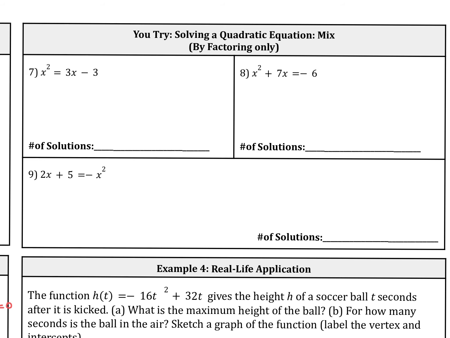Next is the you try problem, solving a quadratic equation, and that's going to be a mixed problem where you get two solutions or one solution or no solution. And we're going to use factoring for solving these 7, 8, and 9 problems. So the number 7, first of all, we're going to make it into one equation. So you're going to subtract 3x on both sides and add 3. So the equation is going to look like x squared minus 3x plus 3 equals 0.